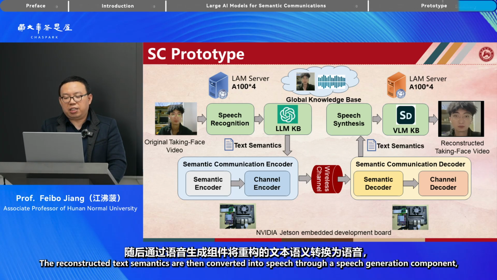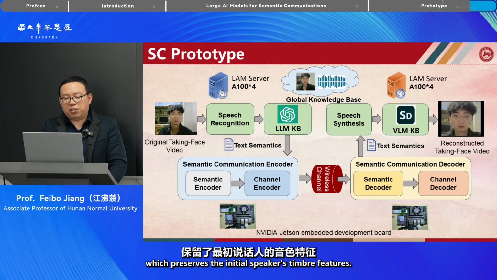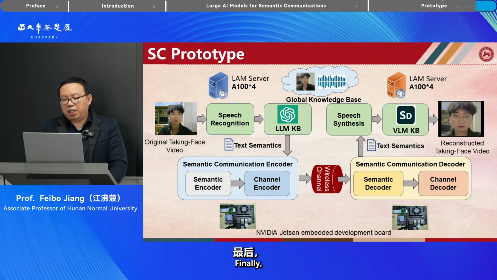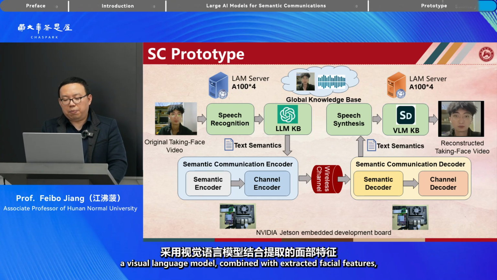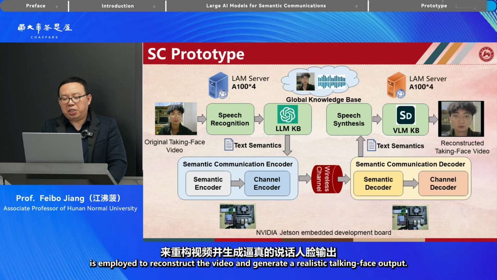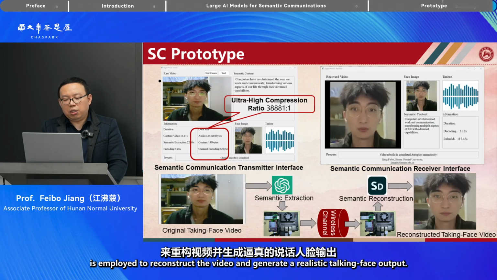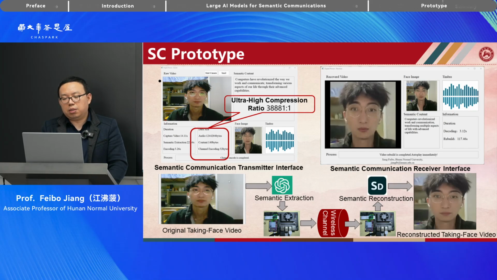The reconstructed text semantics are then converted into speech through a speech generation component, which preserves the initial speaker's timbre features. Finally, a visual language model combined with extracted facial features is employed to reconstruct the video and generate a realistic talking face output. That's all.